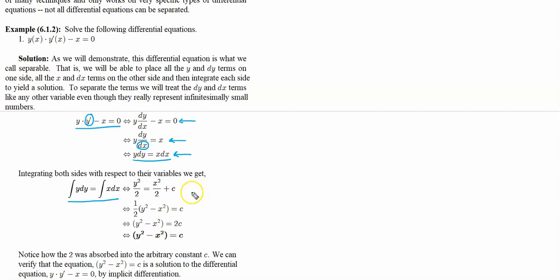Okay, and once again, just to clarify here, you notice if I had placed a constant on the left hand side and then we had another constant on the right hand side, I would just take that over to the other side and create a new constant called capital C, which would be C2 minus C1. So we really only need one arbitrary constant when we integrate both sides.